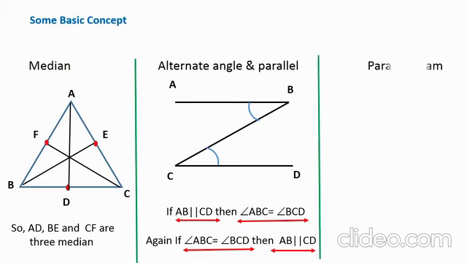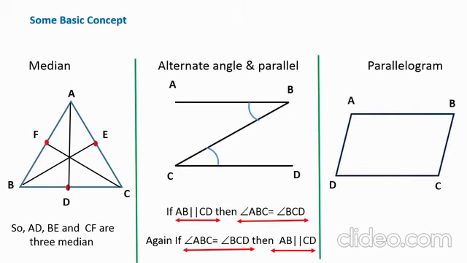Now parallelogram. Here I draw a parallelogram ABCD where the sides AB and CD are equal and parallel, and AD and BC are also equal and parallel. If I join B with D, then these two angles are equal and this angle is called an alternate angle.